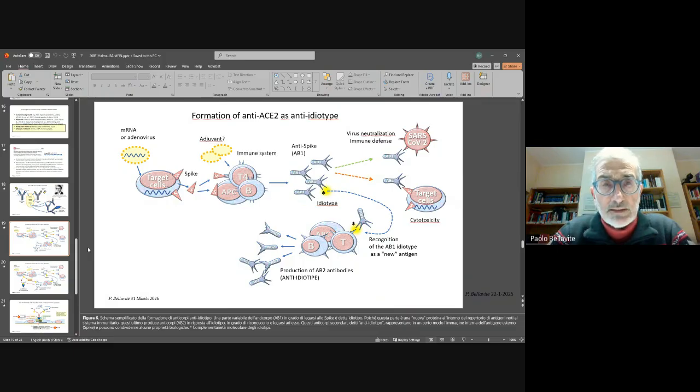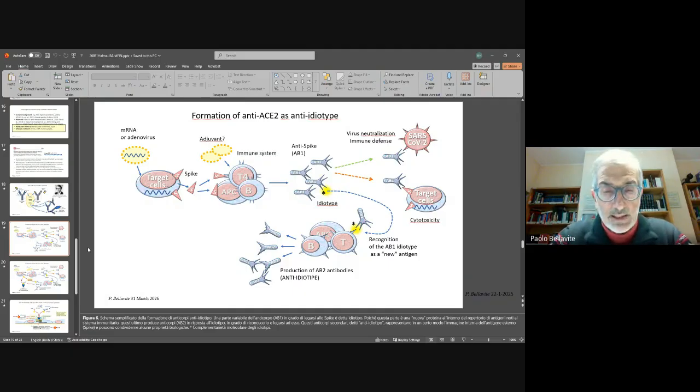In the best case scenario, as illustrated in the upper part, the vaccine induces the production of the S protein, which stimulates the immune system to generate specific antibodies against it. These antibodies neutralize the virus, preventing its interaction with ACE2 and reducing the likelihood of infection. This is the desired mechanism, which ideally should provide at least temporary protection after vaccination.